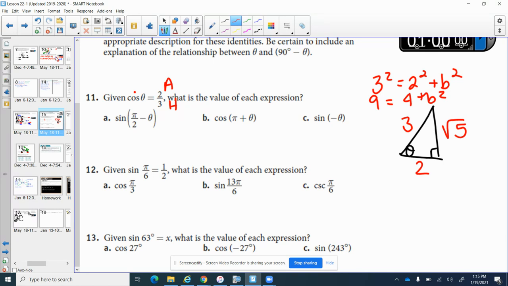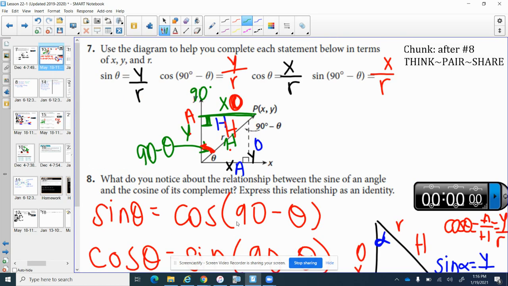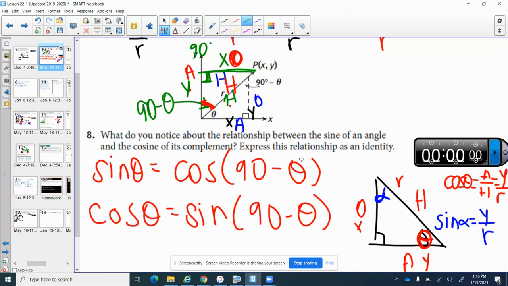So now that we have this information, we can solve the rest of these. We know that the cofunction identity of 90 minus theta or pi over 2 minus theta for sine means it's going to equal the cosine of theta that we know is 2/3. Right, we talked about that special identity on this last page, that sine and cosine are going to share the cofunction identity there.